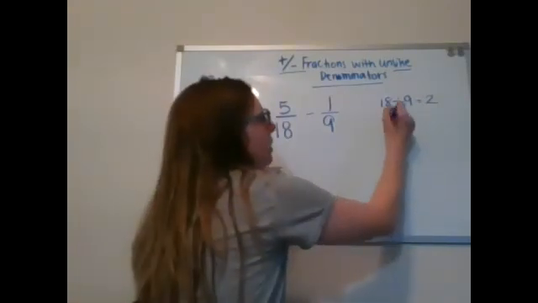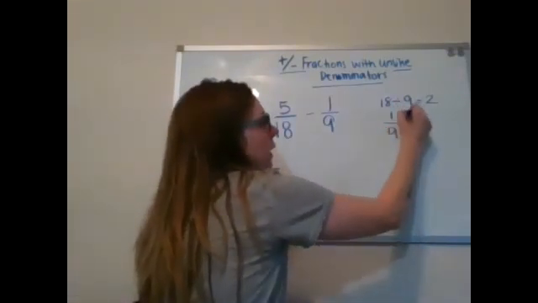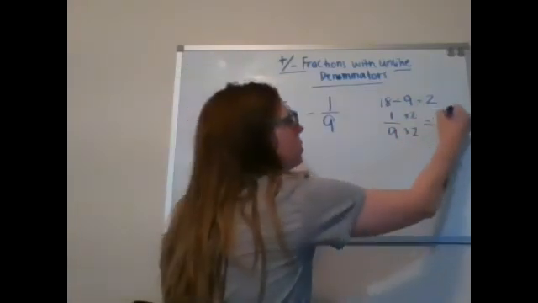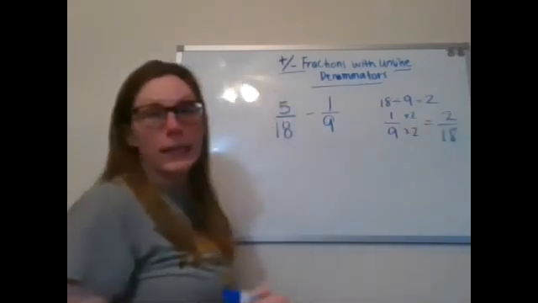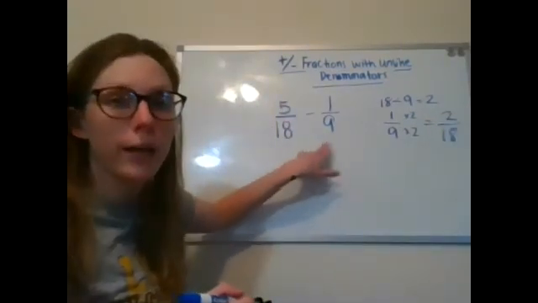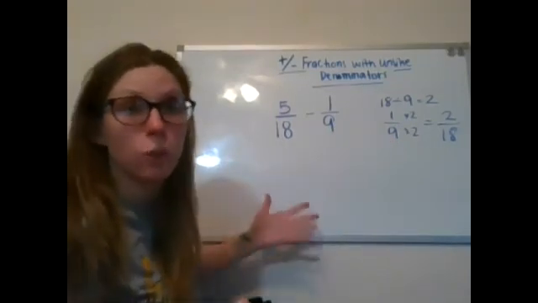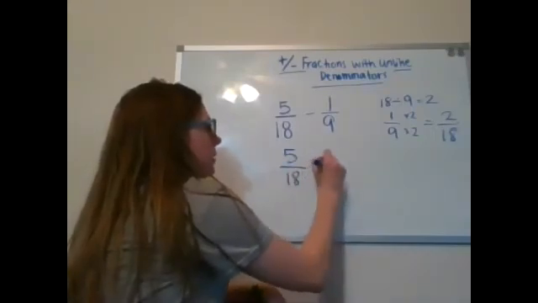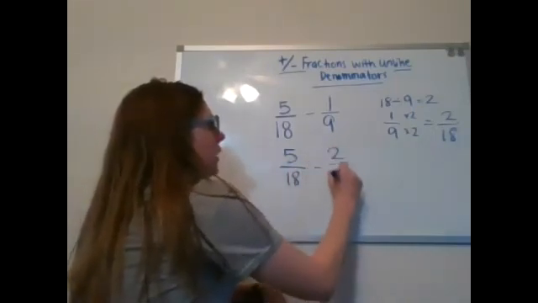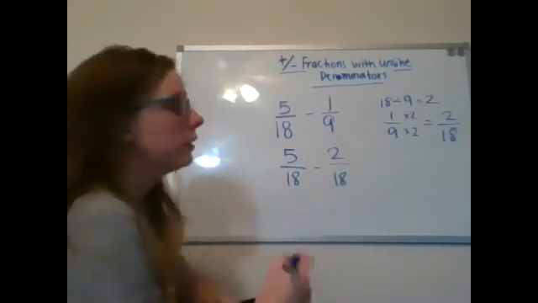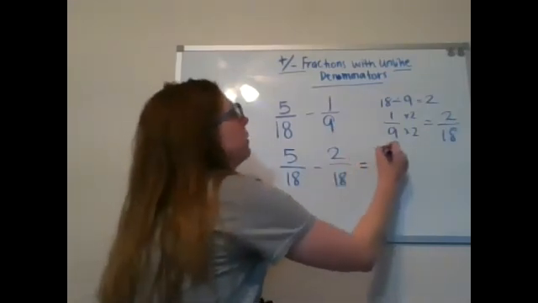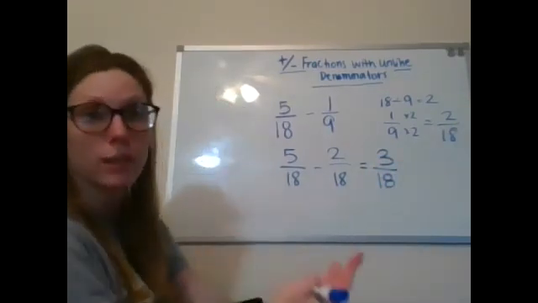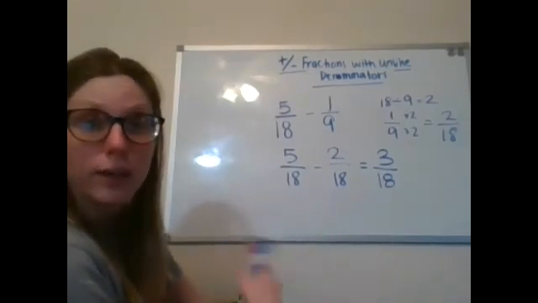So we'll take 1/9 and multiply both the top and the bottom by 2. 1 times 2 is 2. 9 times 2 is 18. So we'll replace 1/9 with 2/18 because that's its equivalent fraction. So if we have 5/18 minus 2/18, 5 minus 2 is 3. And remember, when we subtract fractions, those denominators stay the same. So our answer here is 3/18.